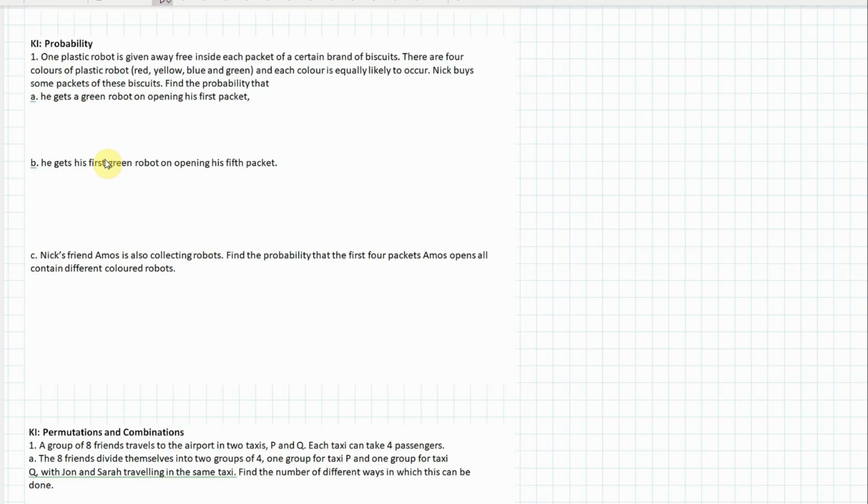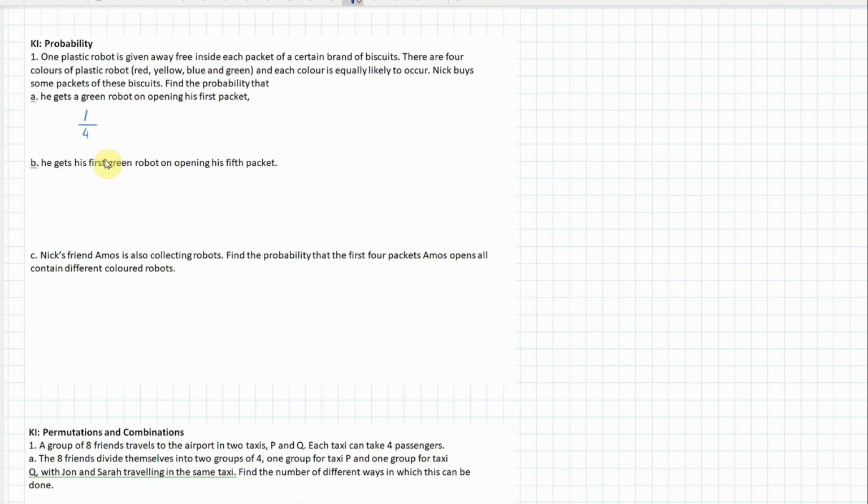One plastic robot is given away free inside each packet of a certain brand of biscuits. There are 4 colours of plastic robot: red, yellow, blue and green, and each colour is equally likely to occur. Nick buys some packets of these biscuits. Find the probability that he gets a green robot on his first packet. Well, obviously it's 1/4 if they're all equally likely.